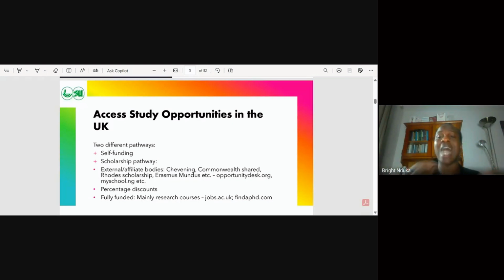What you see at best are percentage discounts, things like £3,000. Let's say your school fees is £13,000. They take away £3,000 as a school fee waiver and tell you to pay £10,000. They take away £5,000 and tell you to pay £8,000. Those are the kind of things that you see as percentage discounts that the school actually offers or provides.